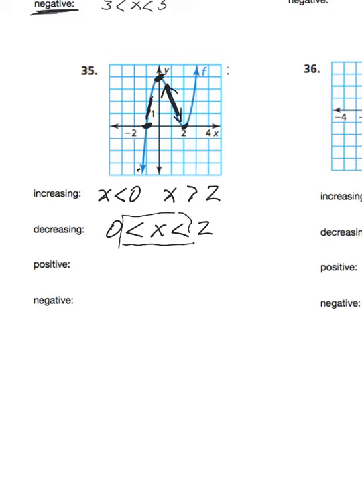Okay, positive means where is it above the x-axis? It's above the x-axis between -1 and 2. How do I write that, Ange? -1 is less than x, which is less than 2. Can you see it up there? And where else is it positive? For values of x greater than 2 also.